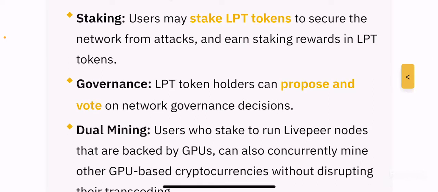Staking: users may stake LPT tokens to secure the network from attacks and earn staking rewards in LPT tokens. Not only will you be able to earn LPT tokens by being a node operator or by delegating your tokens to a node, you will also be able to stake your LPT tokens and earn staking rewards, because you're basically securing the network, right? And in order to secure the network, the incentivization is basically giving you more LPT tokens, right?